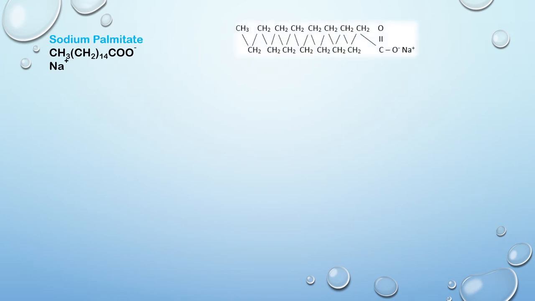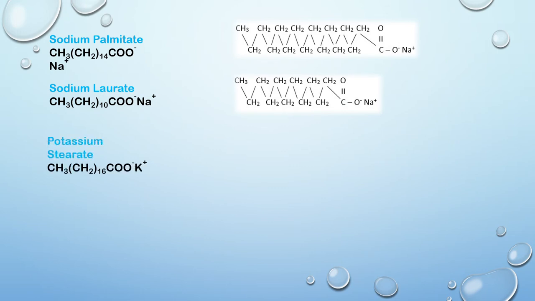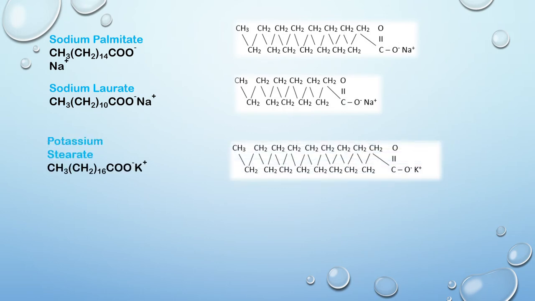Examples of soap molecules are sodium palmitate, sodium laurate, and potassium stearate. The long tail-like chain consisting of hydrocarbon is known as the covalent portion, while the ionic head part is known as the anionic portion.